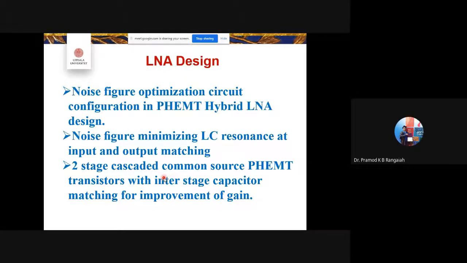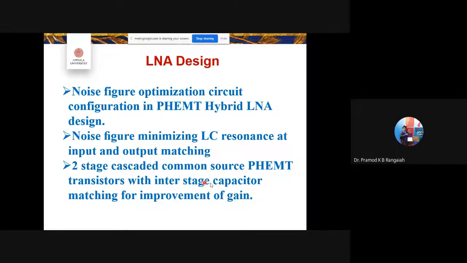As I already said, for any design, first you have to choose a transistor. For this example, I used a pseudomorphic high electron mobility transistor, and the technique used is the hybrid MIC technique. For minimizing noise, I'm using LC resonance at the input and output. And to increase the gain, I'm using a two-stage cascading.